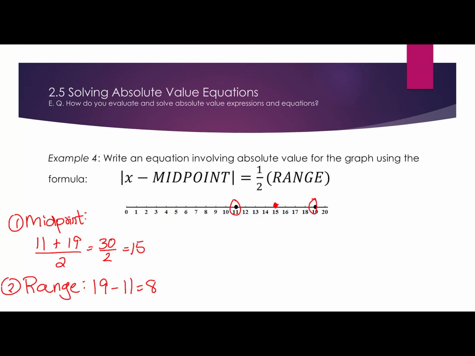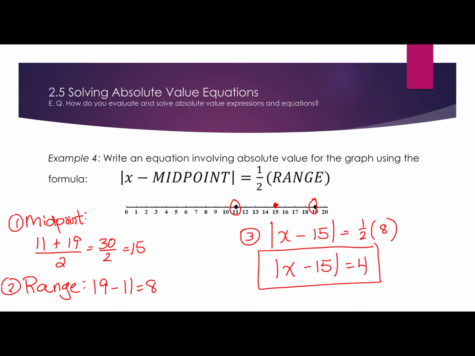So now we have both pieces of information we need to write our equation. So we have the absolute value of x minus our midpoint, which we found was 15, equals 1/2, and the range was 8. So now let's do basic simplification, because we can simplify half of 8. So the absolute value of x minus 15 equals 4. And there we have our equation. If we were to go through and solve this equation, our solutions should be 11 and 19. So you have one last your turn to complete for your notes today, so please go through those problems, pause the video, come back and watch it whenever you're ready.